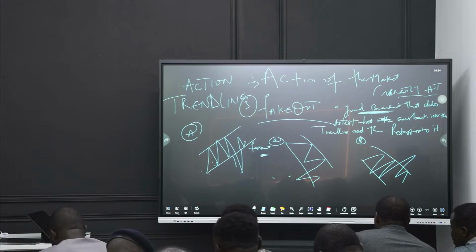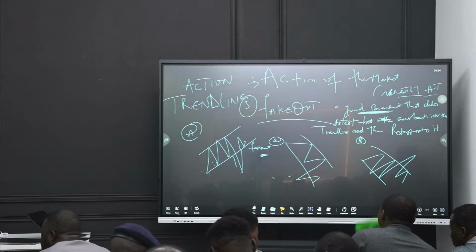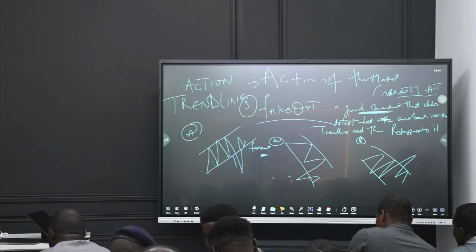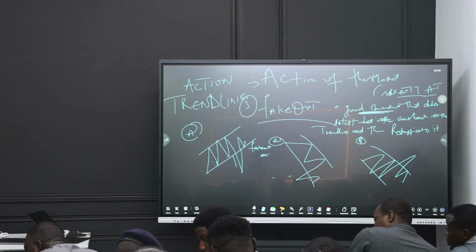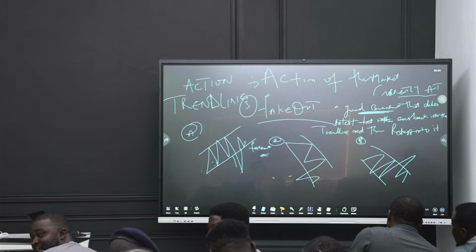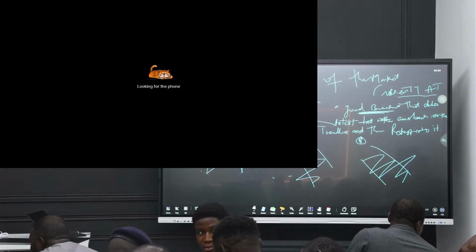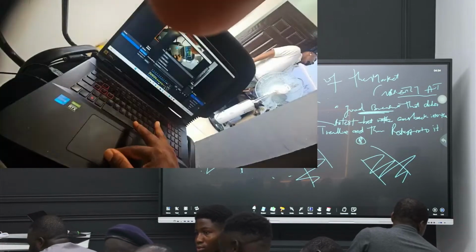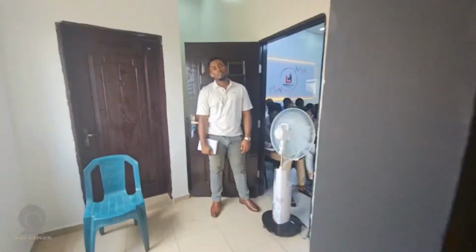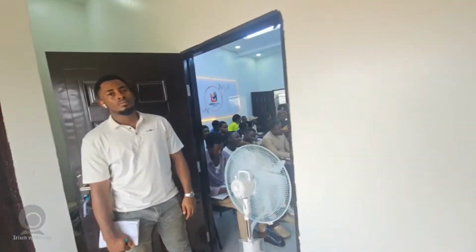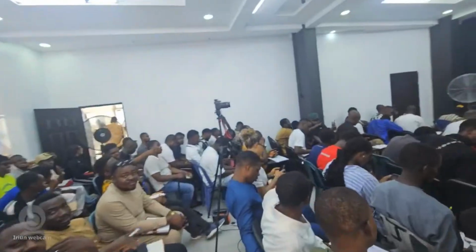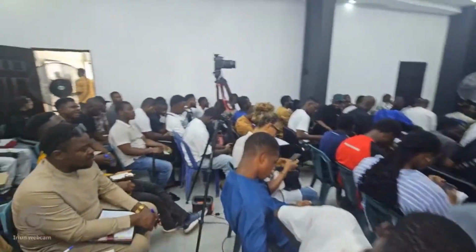So based on what we said, do you think A is a fake out? Do you think B is a fake out? If A is a fake out, then B is what? So two of them are fake out. Did we talk about continuation? One of them is actually continuation. There's no C now. You guys tell me.